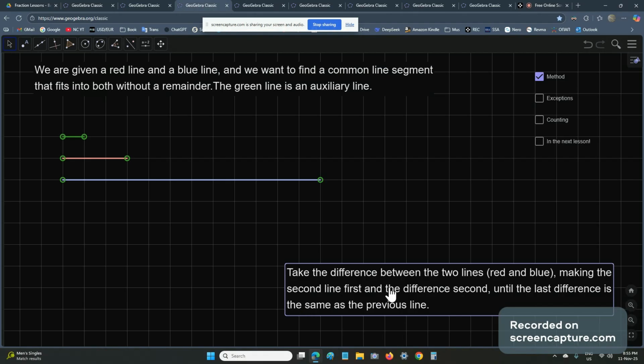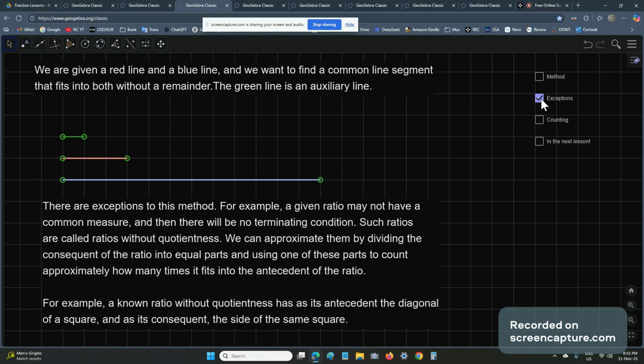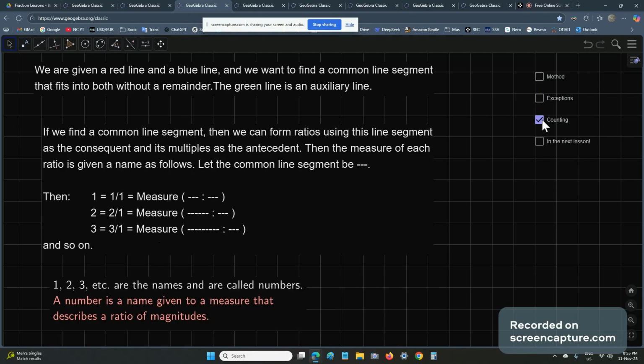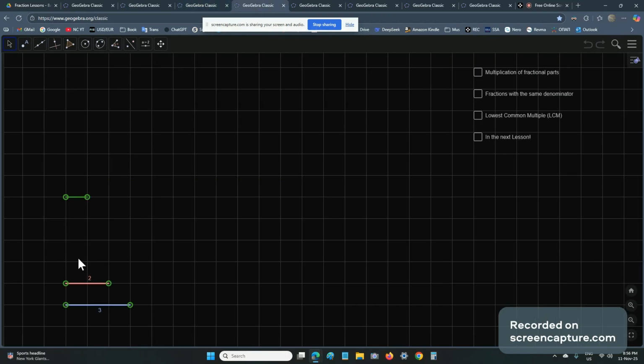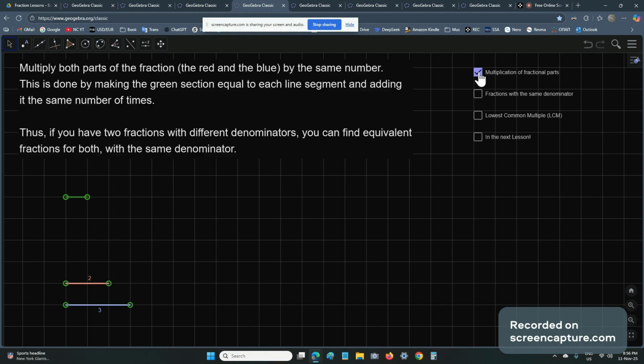You take the difference between the two lines, making the second line first and the difference second until the last difference is the same as the previous line, and you go through the entire process. Then you've got the exceptions, which are the ratios without measures, things like pi, square root 2, etc. And then you get into counting, and that gives you the basis for now going from georithmetic into arithmetic. Okay, and in the next lesson, we will see how to perform georithmetic operations with fractions algebraically, that is arithmetic.